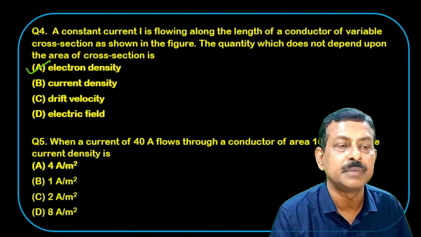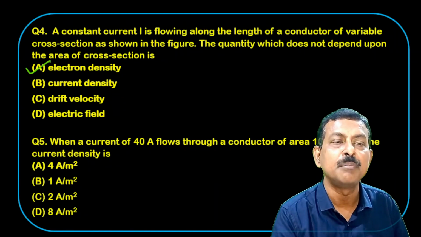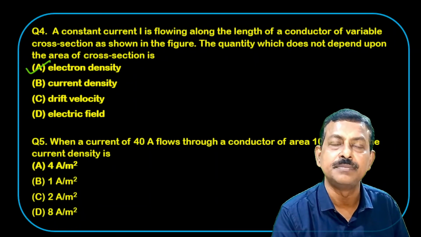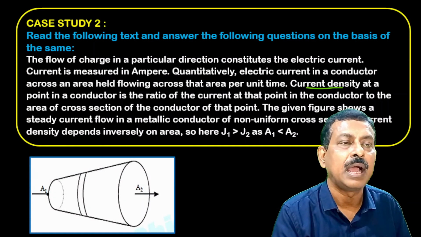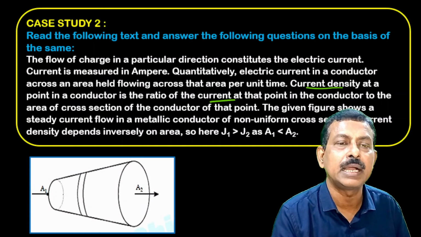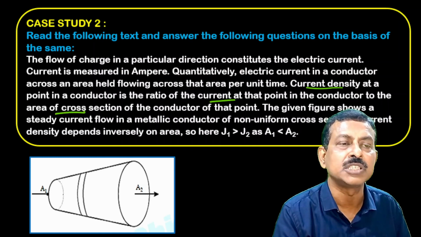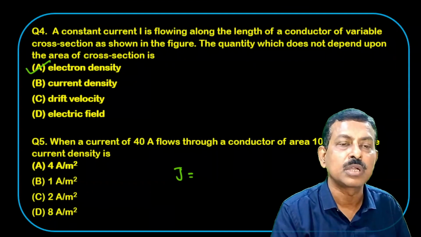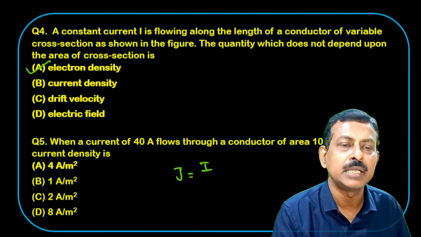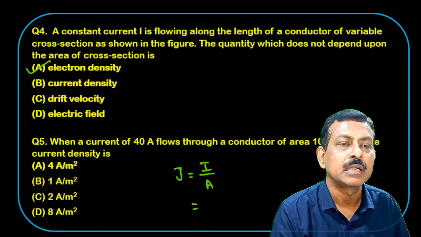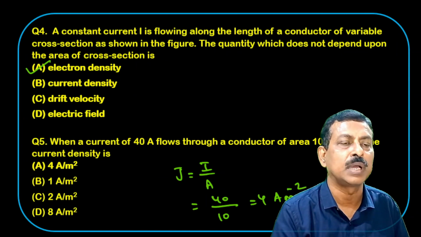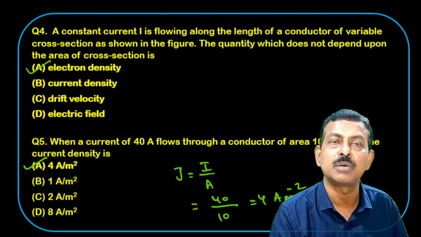Now let's take the next question. When a current of 40 ampere flows through a conductor of cross section 10 meters square, then find the current density. Electric current density at a point in the conductor is the ratio of the current at that point to the area of cross section. So it is current per unit area of cross section. Current density is equal to I by A. Here the current is 40 ampere and the area is 10, so this is 4 ampere per meter square. So the first one is the correct option.